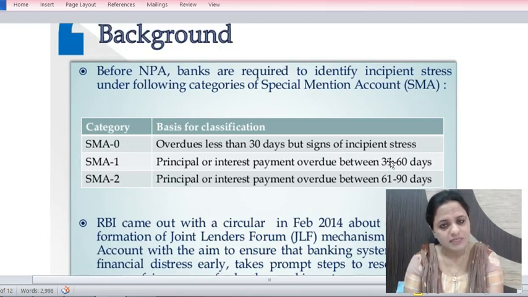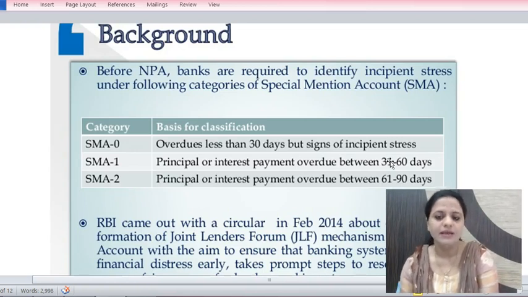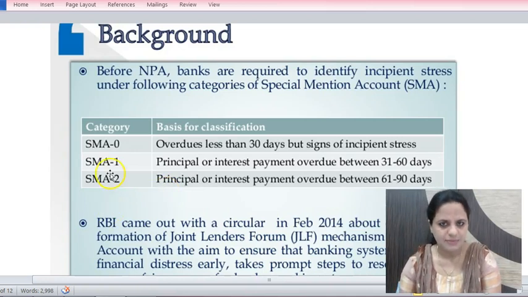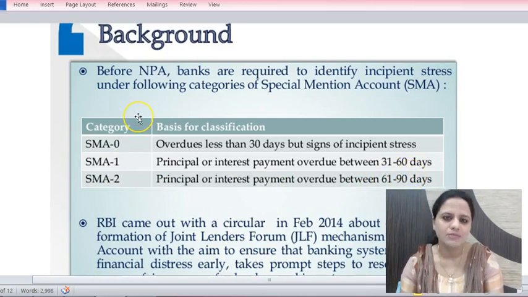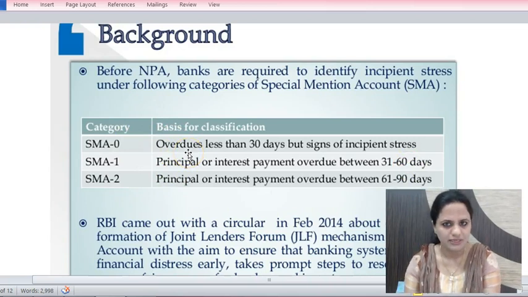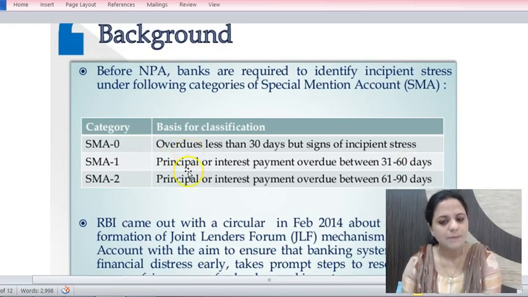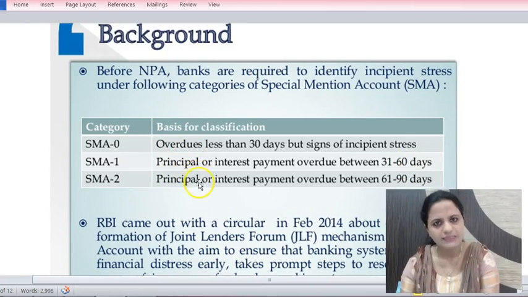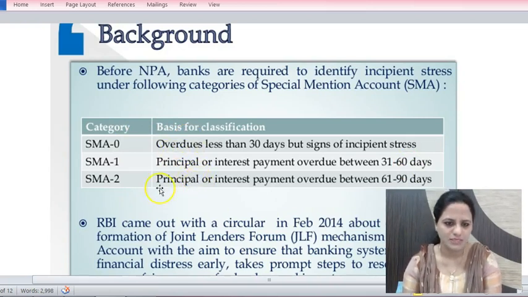If the principal and interest amount is overdue between 31 to 60 days, then it is SMA 1, and SMA 2 when it is overdue 61 to 90 days. After 90 days, it becomes a non-performing asset. So this three-way categorization is also done. As we have already discussed, if the principal amount or even the interest payment has not come for more than 90 days, then it becomes a non-performing asset. So these are three categorizations before that.